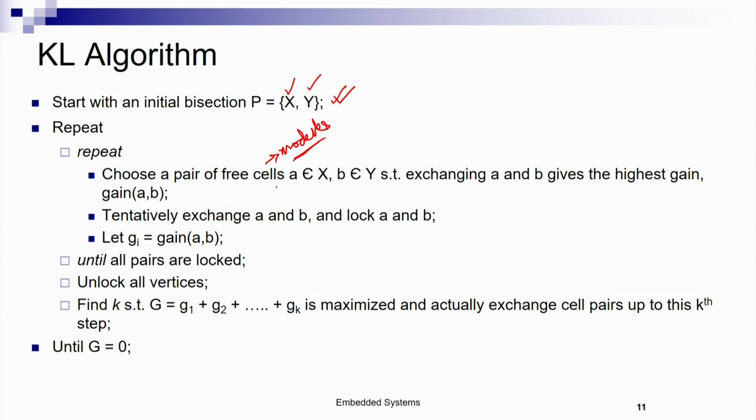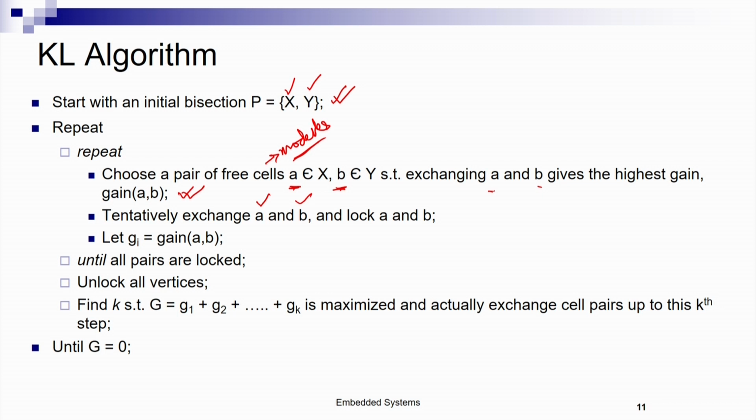It chooses a pair of free cells or modules, A from X and B from Y, such that exchanging A and B gives us the highest gain in terms of the partition cost, that is, gain in terms of reduction in partition cost. For us here, gain in terms of reduction in data transfer. So, we choose a pair of free cells, A from X and B from Y, such that exchanging A and B gives me the highest gain, and then we tentatively exchange A and B.